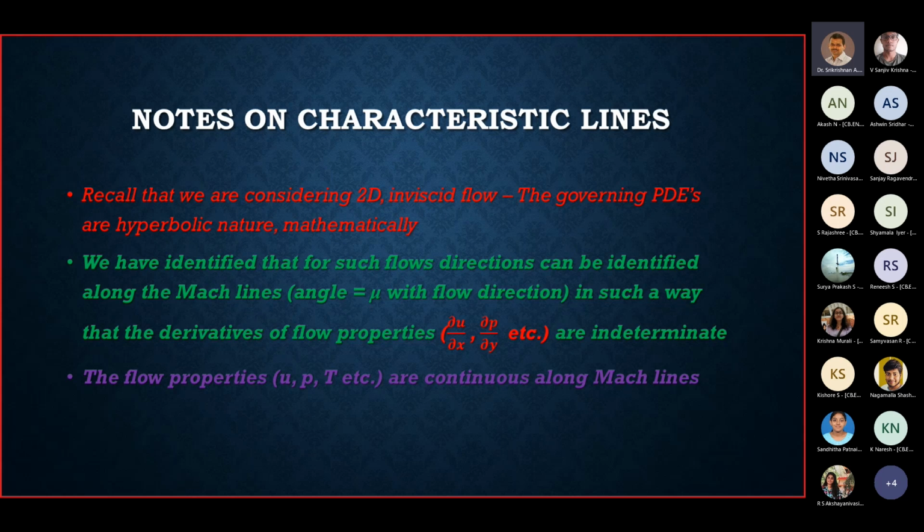Now, though the gradients are discontinuous, flow properties U, P, etc. are continuous along Mach lines. This continuity of the properties is something we have even before we talk about characteristic lines. We are familiar with the concept of Mach waves or Mach lines, and Mach lines are smooth transitions in flow. By definition, they are considered to be lines along which there is no finite discontinuity. So U, P, T, etc. are continuous along Mach lines.